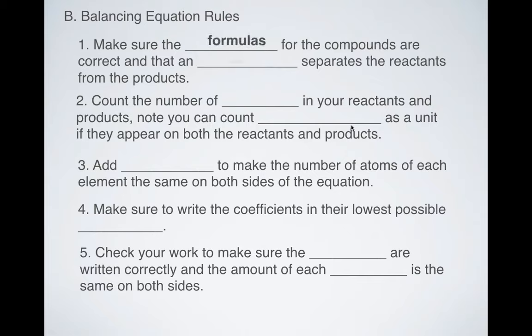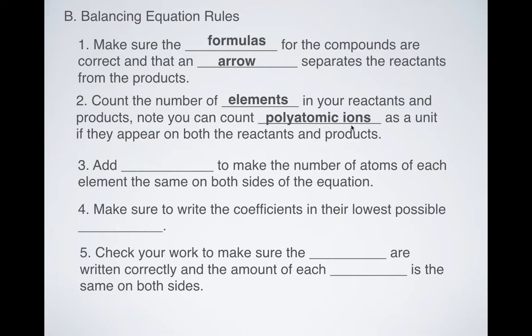Okay, what are our rules? First thing, always make sure your formulas are correct and always make sure your arrow is in the proper spot. Okay? Next, count the number of elements you have in your reactants and in your products. And remember, you can always count polyatomic ions as a unit if it helps you.